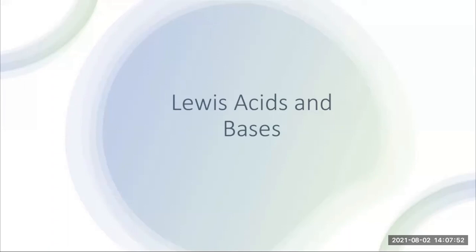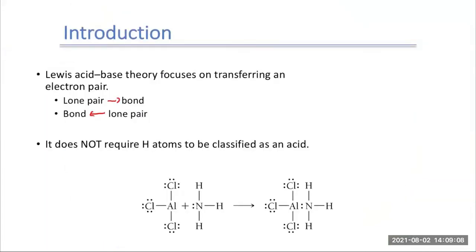In this video, we'll briefly review Lewis acids and bases. When we think about Lewis acid-base theory, it really focuses on the transfer of an electron pair. So it focuses on an electron pair forming a bond or the bond turning into an electron pair. It does not require hydrogen atoms to be classified as an acid. So we can have an acid without having any hydrogens around. This is our broadest definition of an acid or a base, because now we're looking at the electron pair and what the electron pair itself is doing.